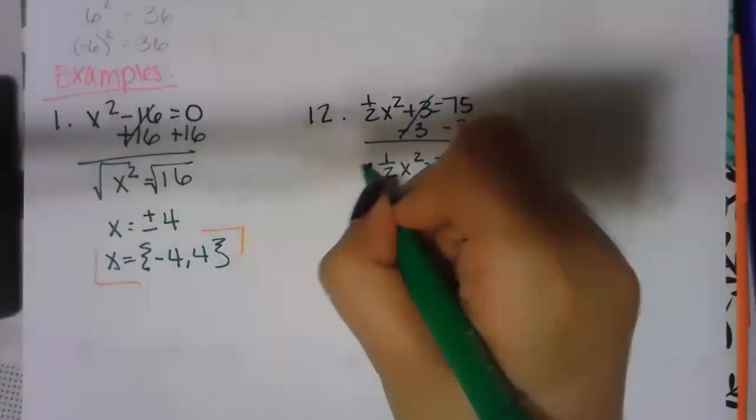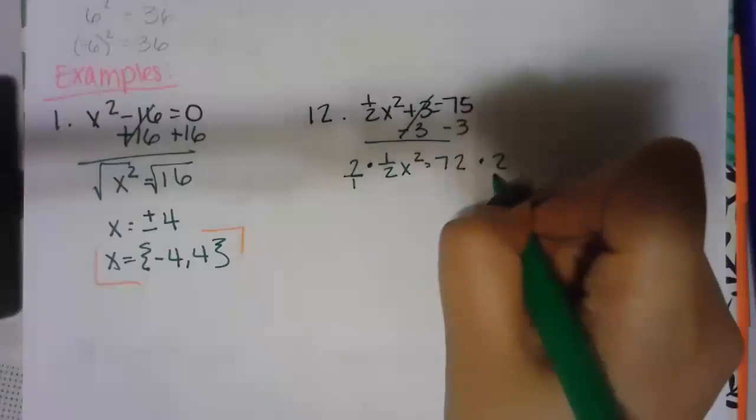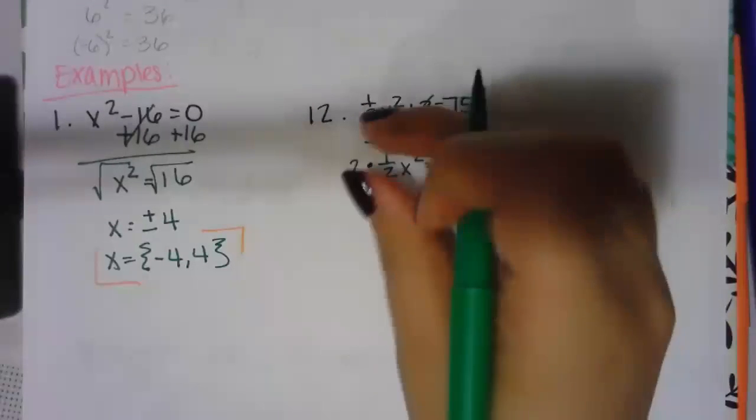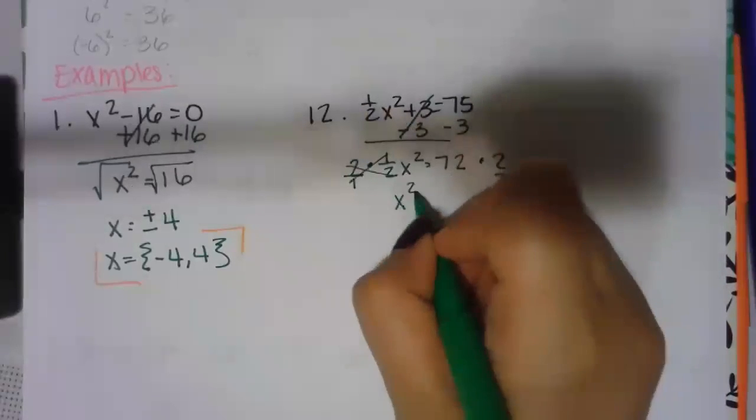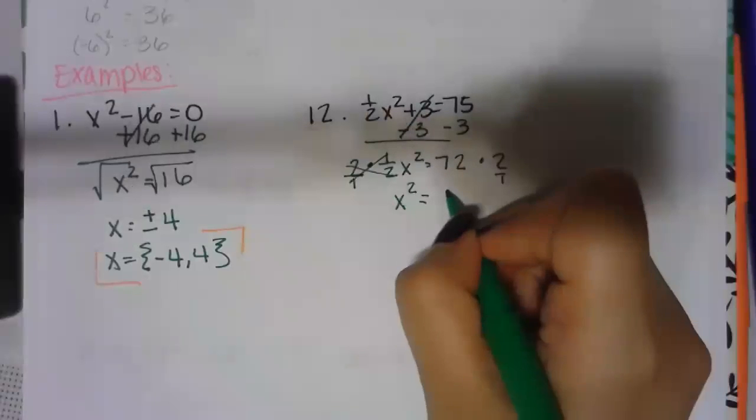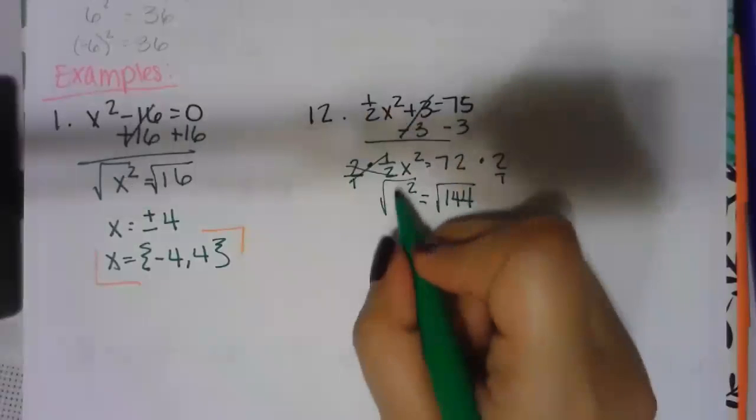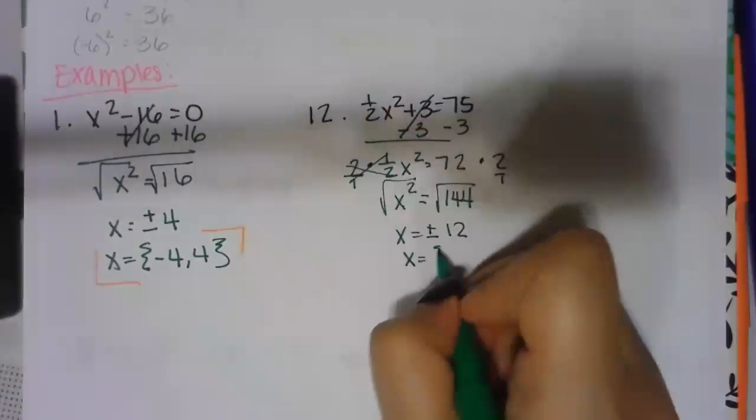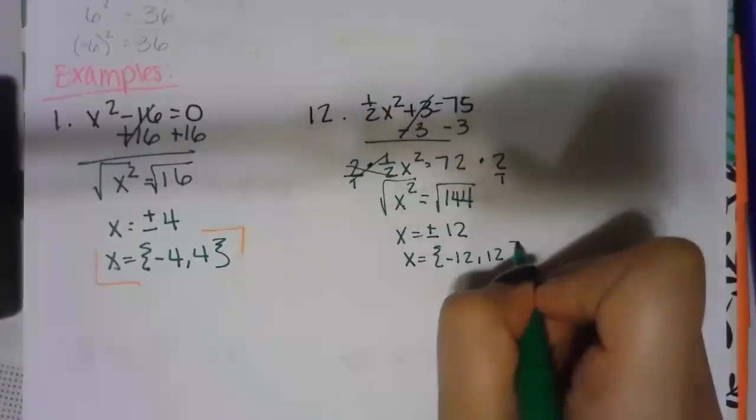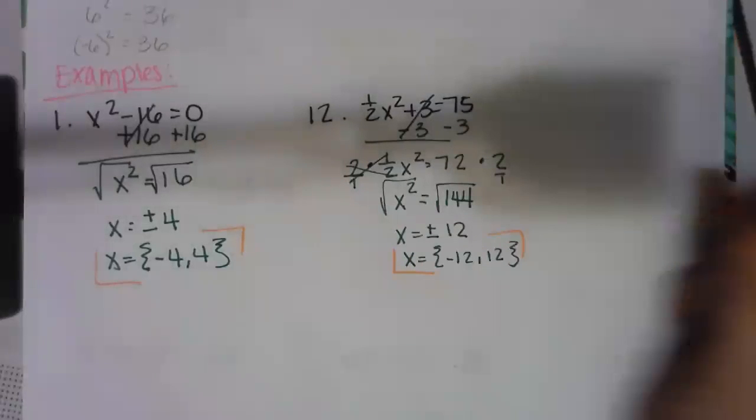And then to get rid of the fraction, you would multiply by 2 on both sides because you want to do the reciprocal, and this is technically 2 over 1. The reciprocal of 1/2, you just flip it. So then you're going to get that x squared equals, well, 72 times 2 is going to give you 144. So then you square root both sides, you would get x equals plus or minus 12, or x equals negative 12 comma 12. Did you want the negative version of 12 or the positive version of 12? And that would be our answer.